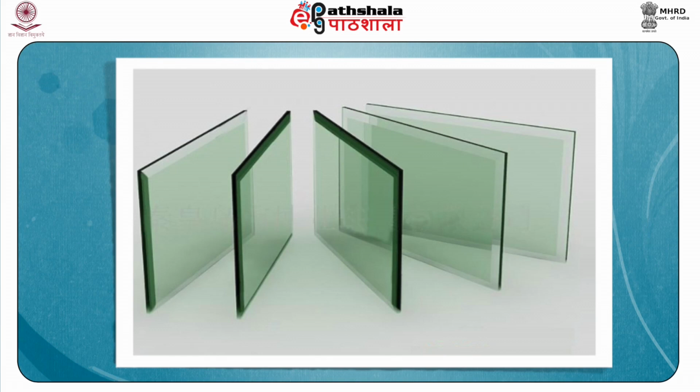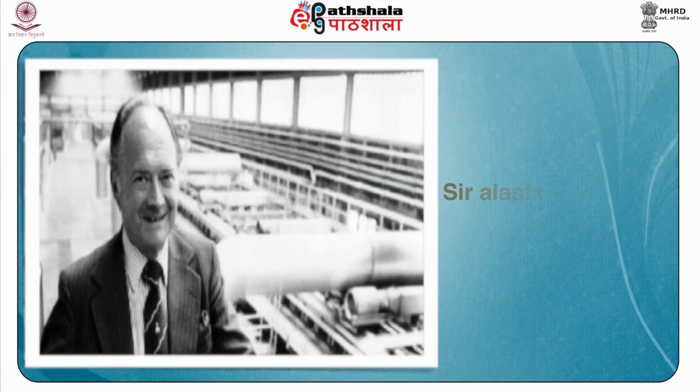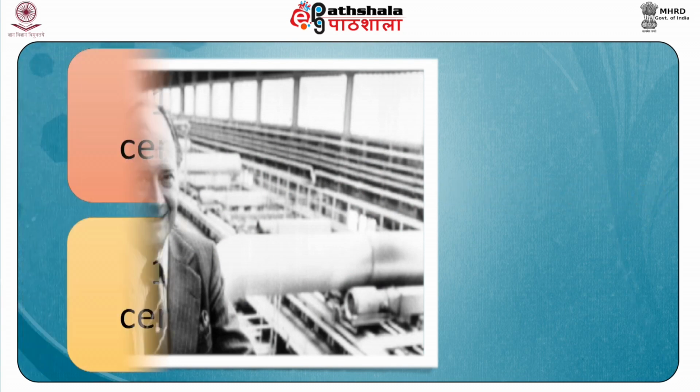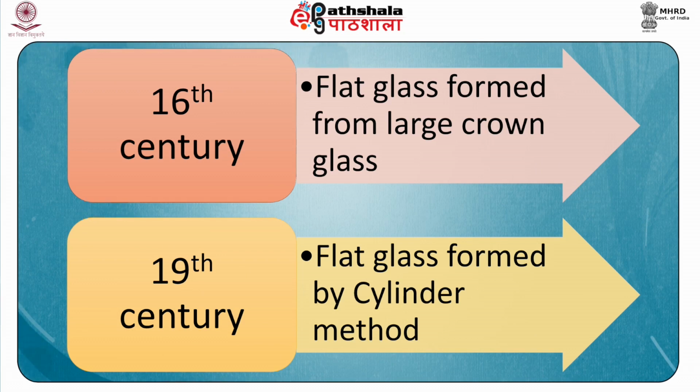In fact, modern windows are made by float glass. Maximum float glass is soda lime glass. Sir Alistair Pilkington was the first person to develop the process of float glass. Until the 16th century, window glass or flat glass was generally cut from large discs of crown glass. Larger sheets of glass were made by blowing large cylinders which were cut open and flattened, then cut into panes. Most window glass in the early 19th century was made using the cylinder method.